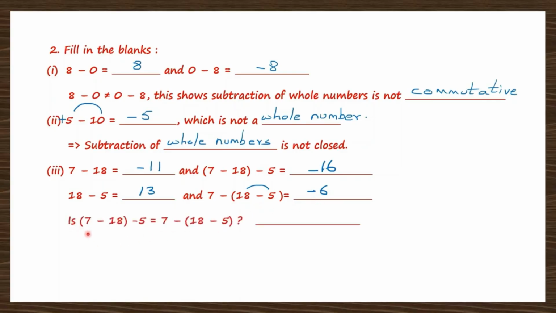Now, the question says, 7 minus 18 minus 5, that is this one, equal to 7 minus 18 minus 5, that is this. So they're asking us, is minus 16, that's the answer we got for the first part, equal to the answer to the second part, which is minus 6. Are they equal? They are not equal. So the answer to this is no. These two are not equal.